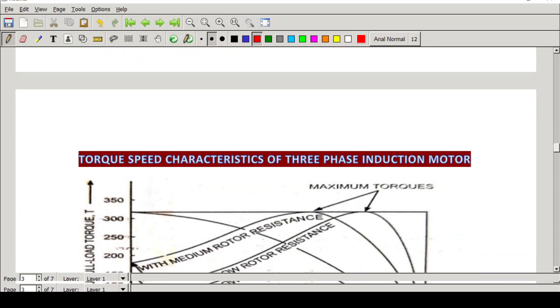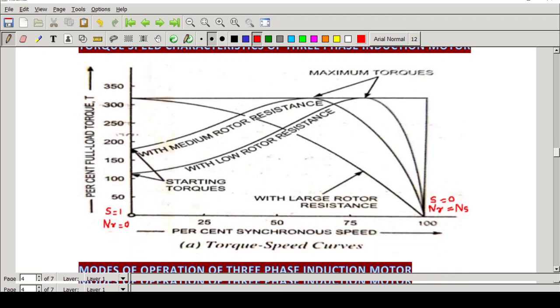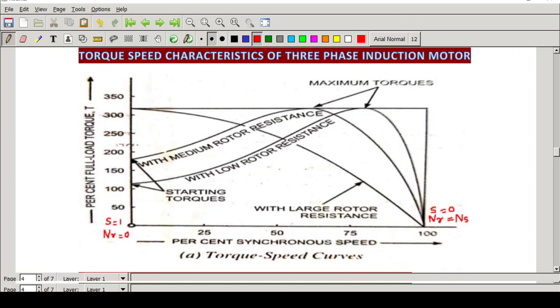Now, based on this particular equation, let's see the speed torque, or torque speed, characteristics of a 3-phase induction motor. We already discussed the torque slip characteristics, but here it is torque speed characteristics. Along the x-axis I have taken the speed, and this speed increases from left to right.